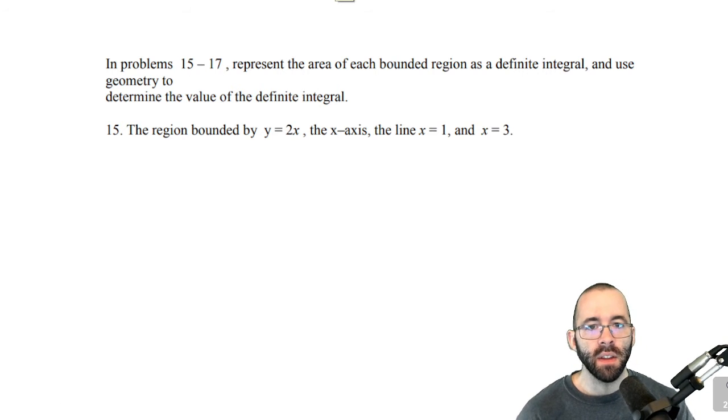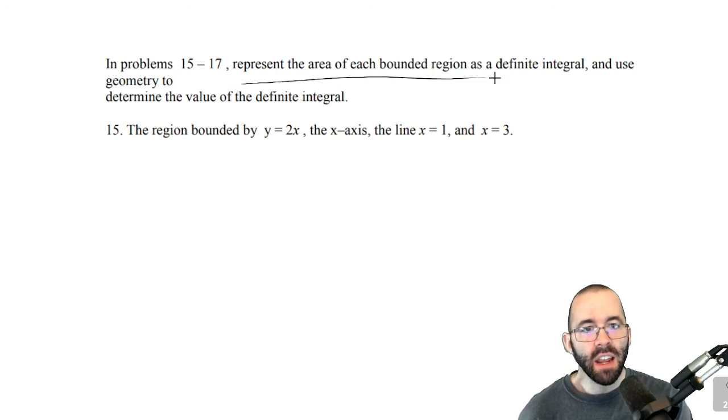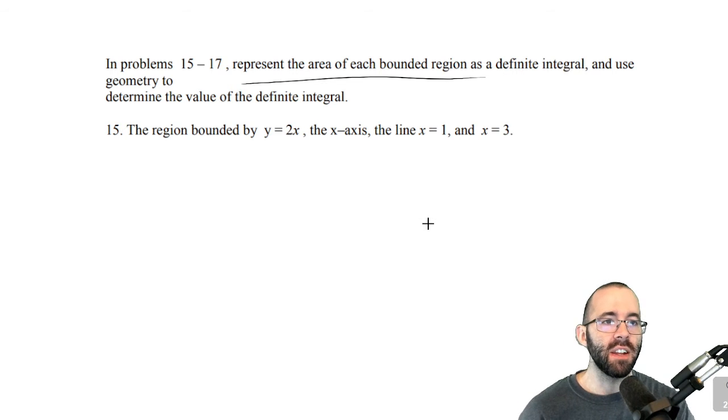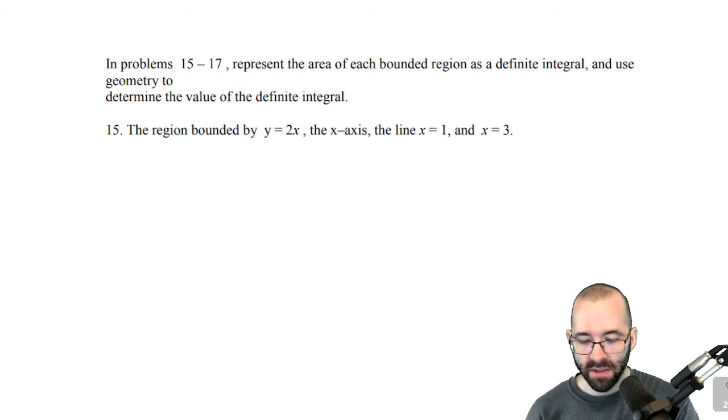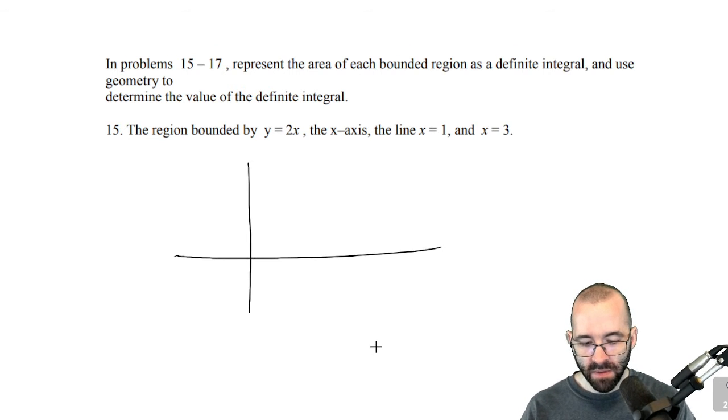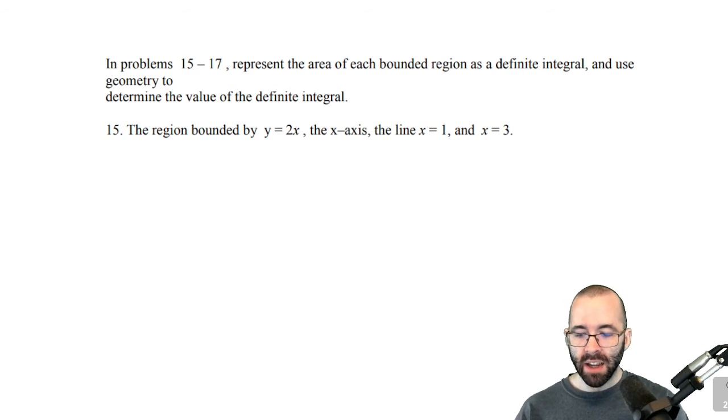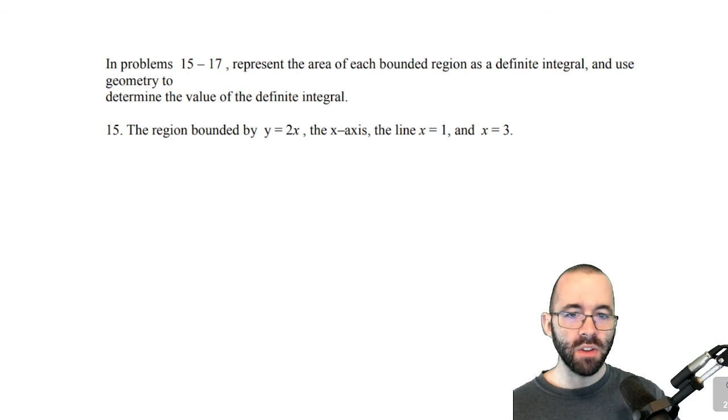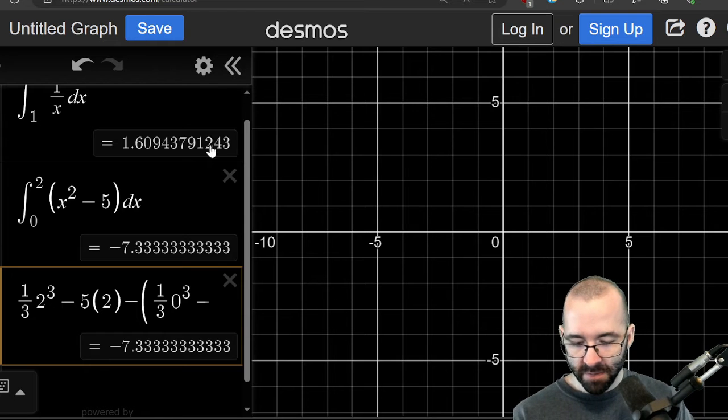Last problem. It wants us to represent the area of each bounded region as a definite integral, and then use geometry to find the value of it. So we're going to need a picture here. And you could draw the picture by hand. I also kind of want to show you how you could use Desmos to help you draw this picture.